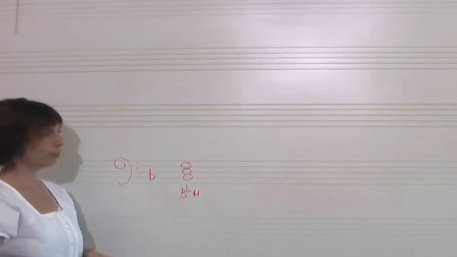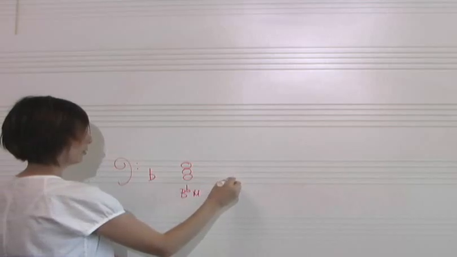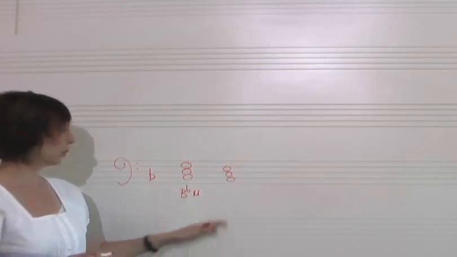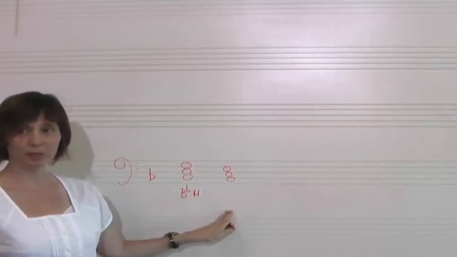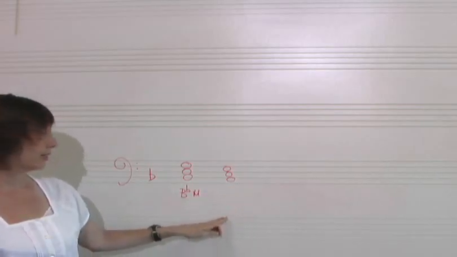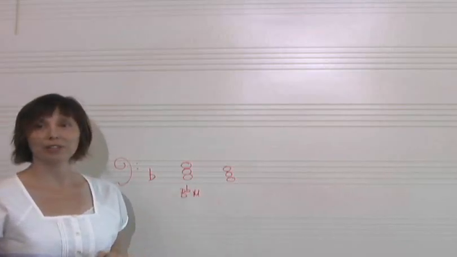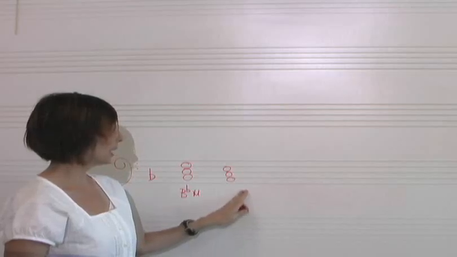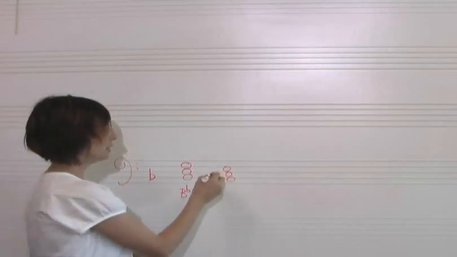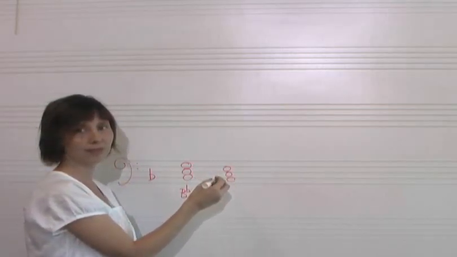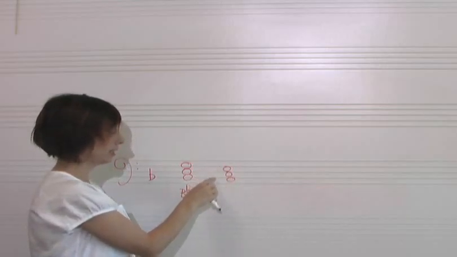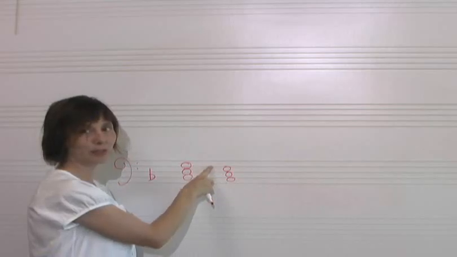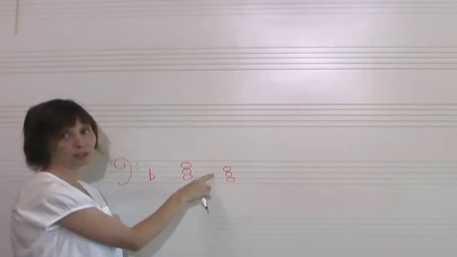Now let's try another one. Okay, so we know A is the root. I'm going to start by thinking of an A major triad. So in A major, I would have a C sharp and an E, right? Because A to C sharp is a major third, and A to E is a perfect fifth. But I have a C natural.